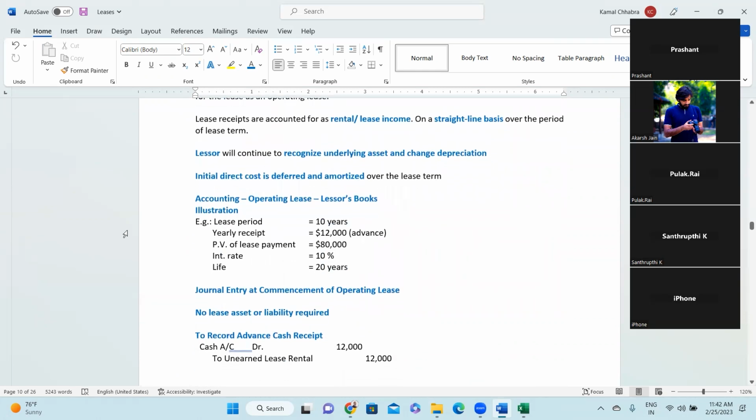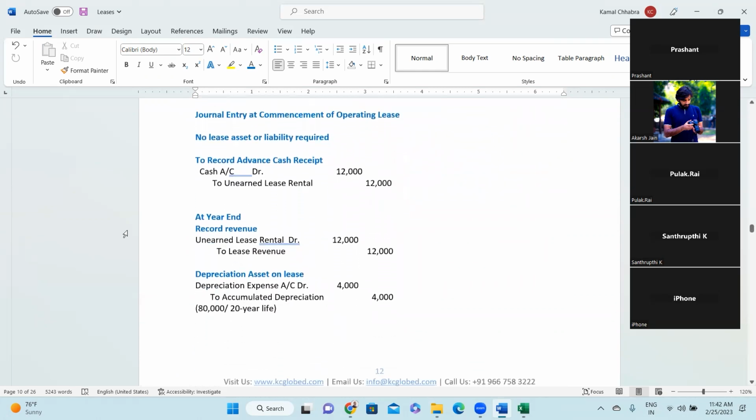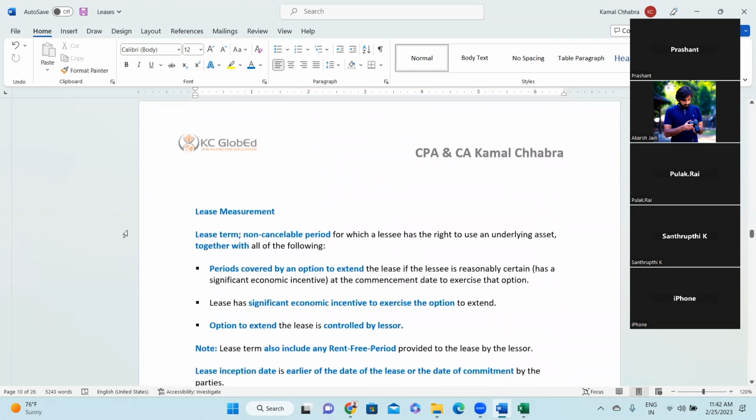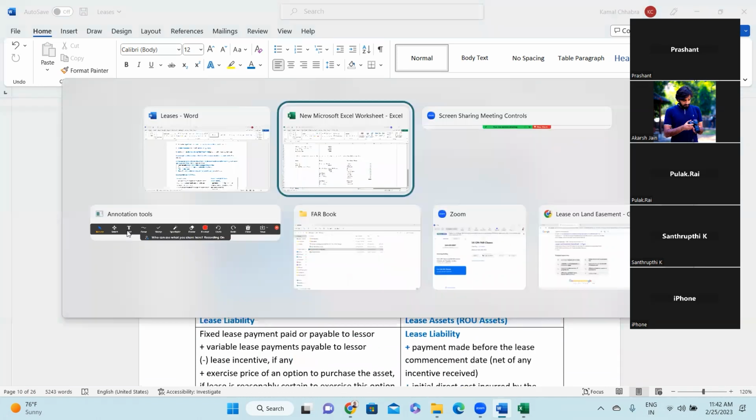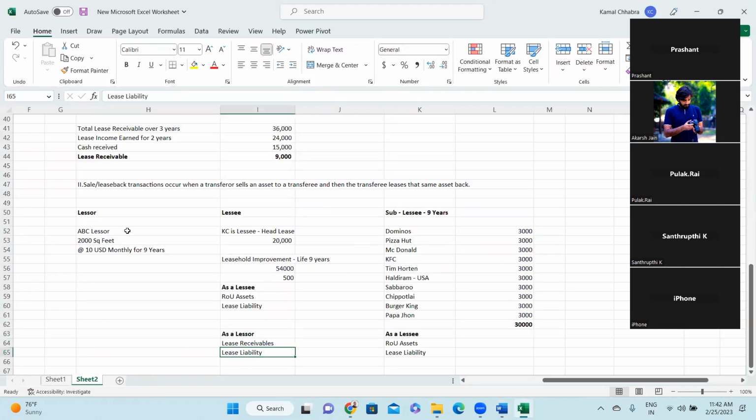So in case of operating lease, it will go to lease rental, nothing else. Right. Yeah, so it will be lease asset.